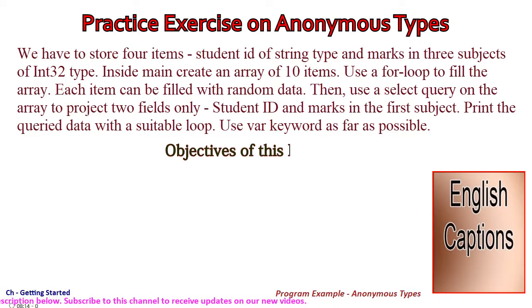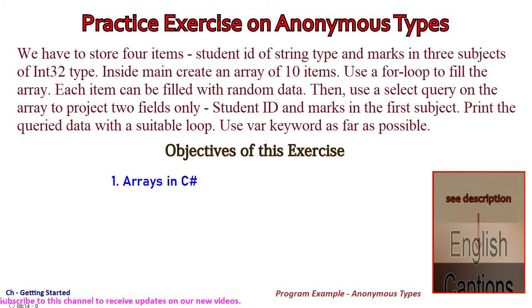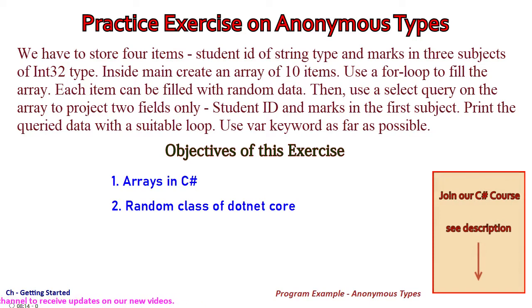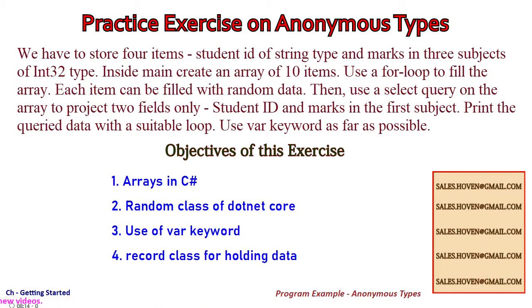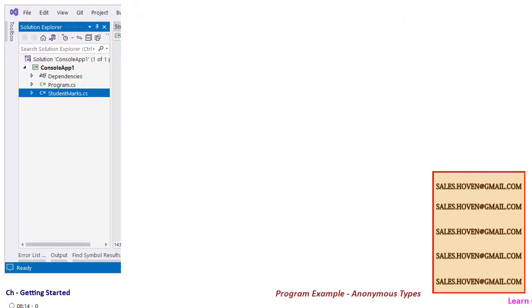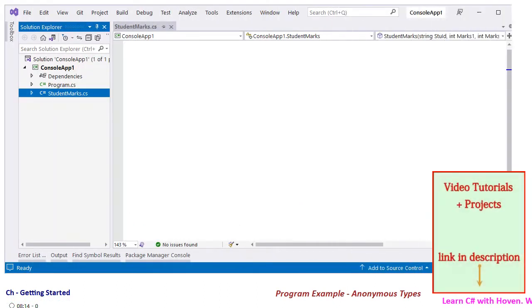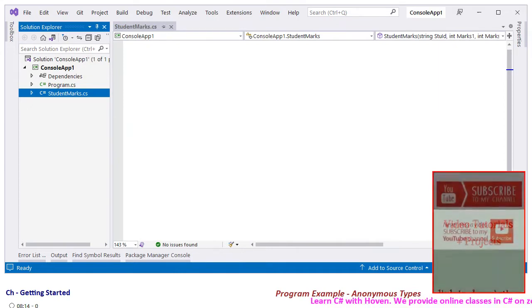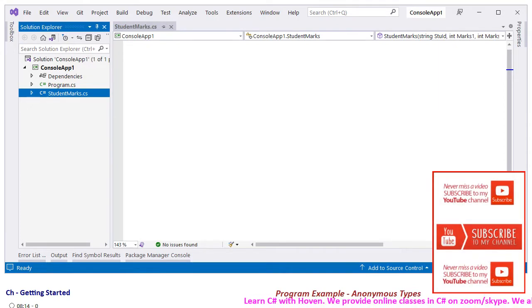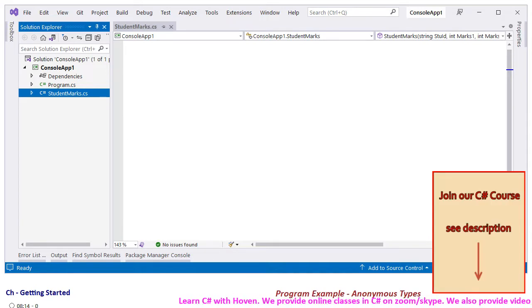This exercise introduces you to arrays in C#, the Random class of .NET Core, use of the var keyword, and record classes for holding data. Create a C# .NET Core console project as usual. You can obtain the completed project from the downloads attached to this video. Now I will discuss the code.